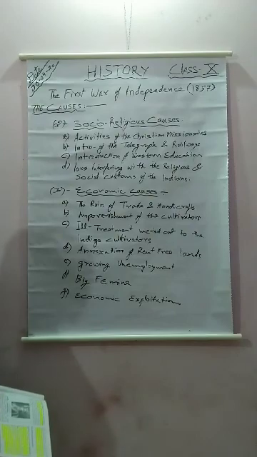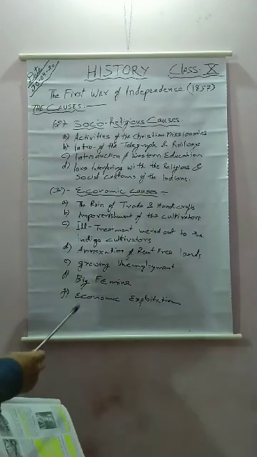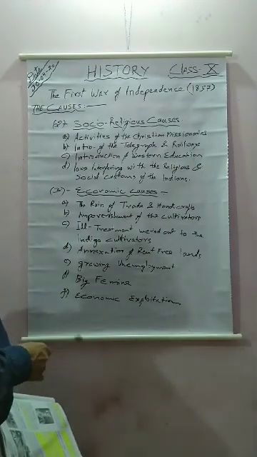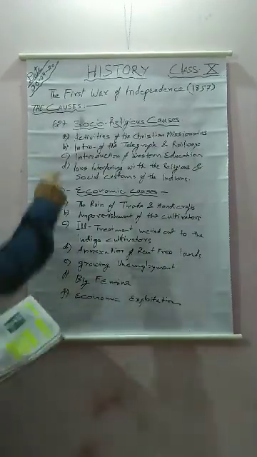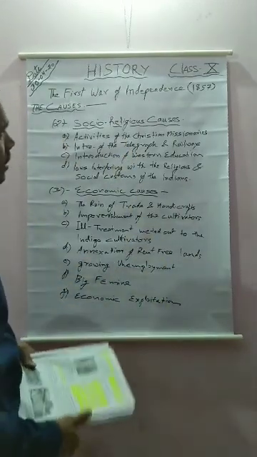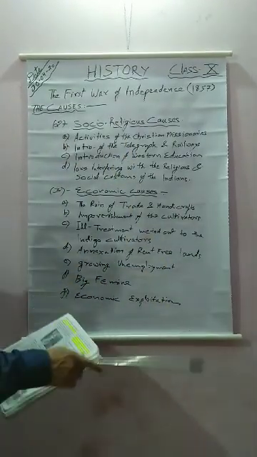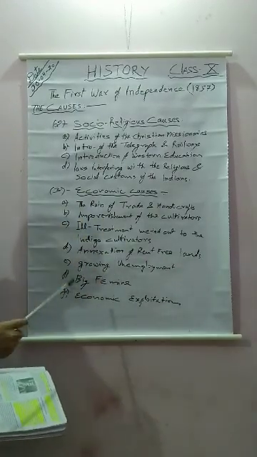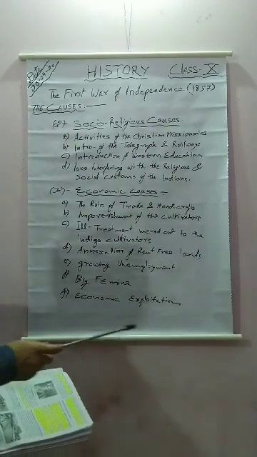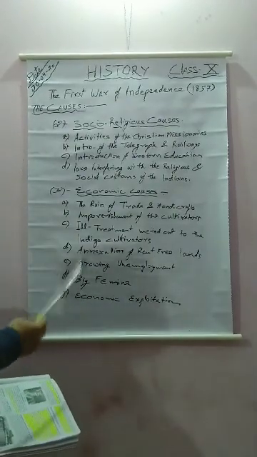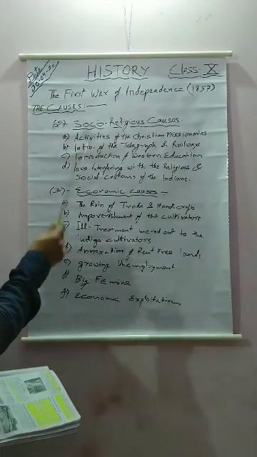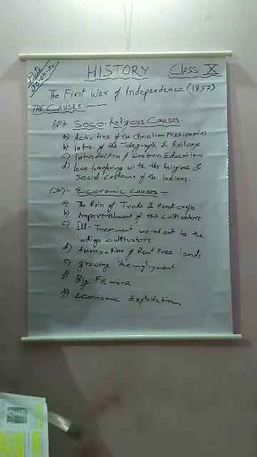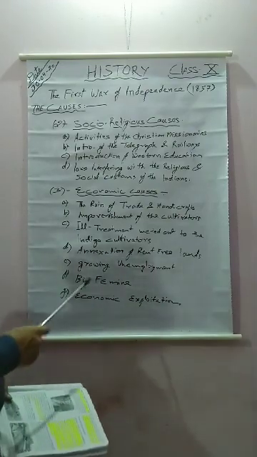Let's come to the topic we were discussing in the previous class, in the previous video. We started the history, chapter 1, the first war of independence of 1857, which is also called the Great Revolt of 1857 against the British company. And the causes were political causes, social causes, economic causes, and military causes, as we already discussed in the previous lesson.